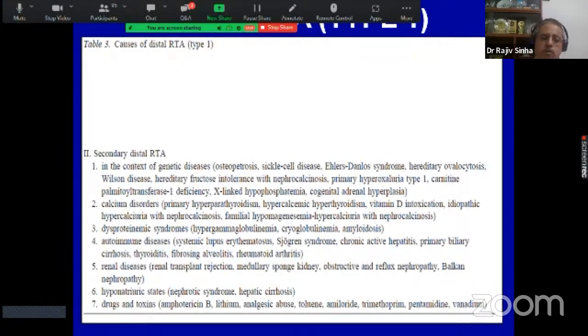But also remember, and we will discuss it later on also, that distal RTA can also have non-primary genetic forms, like it can be from autoimmune disease. In fact, very recently we diagnosed a child with distal RTA who had Sjogren's, and then it can be from other diseases like other SLE manifestations, primary hyperparathyroidism, Wilson disease, and so on.